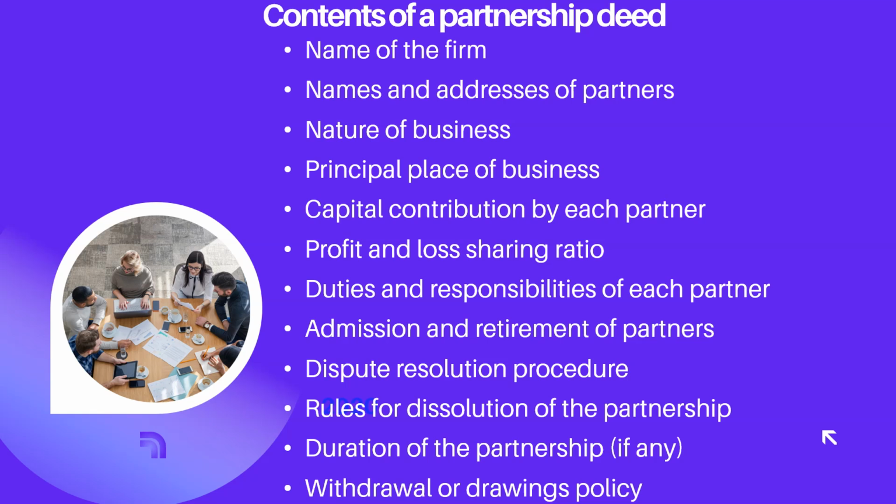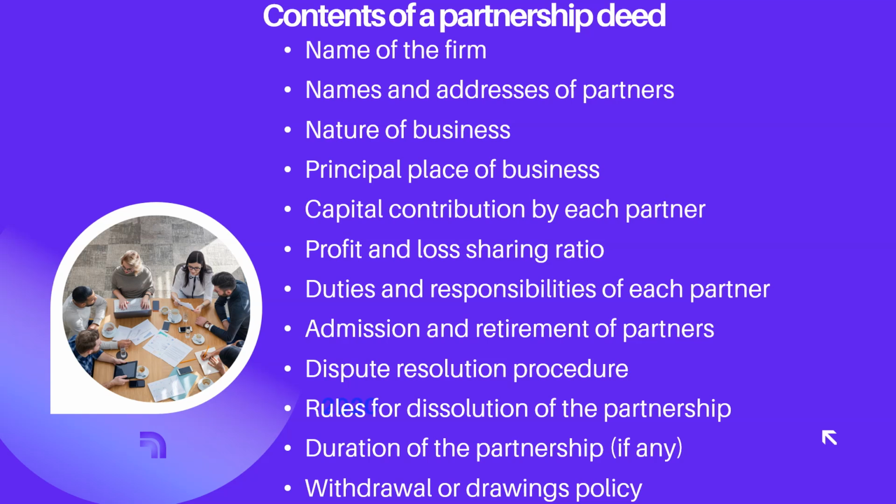The other one is dispute resolution procedures, if any. So when we have conflict, what are we going to do? We make that clear within the deed. Rules for dissolution of the partnership. So we put it in writing how we intend to dissolve. Dissolving is winding up. For example, you can capture the reasons why, or what are some of the issues that will lead us to wind up the partnership.